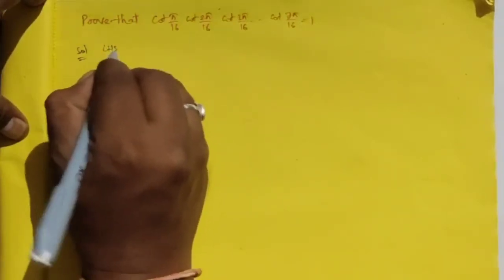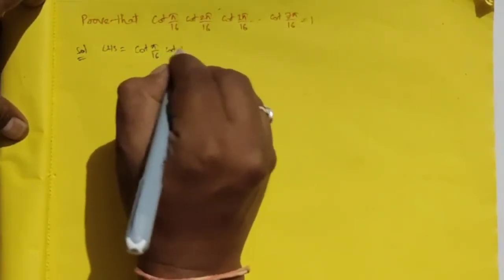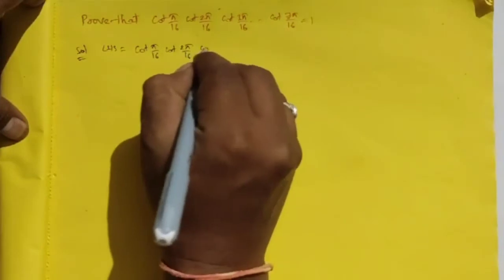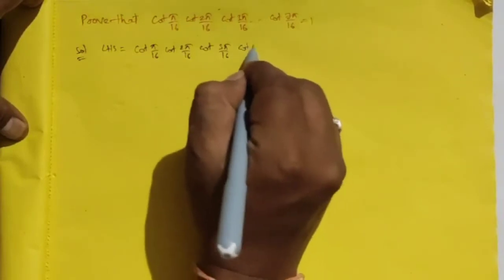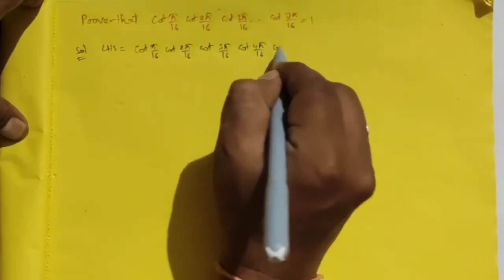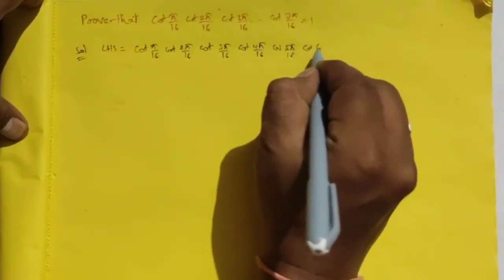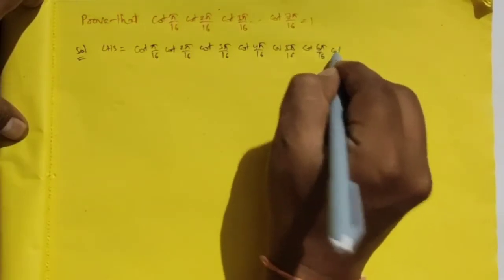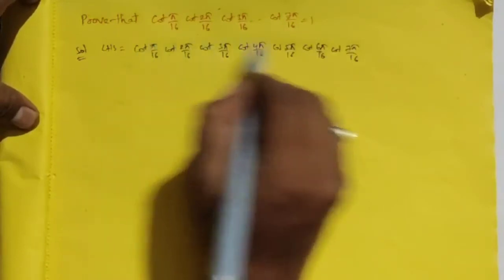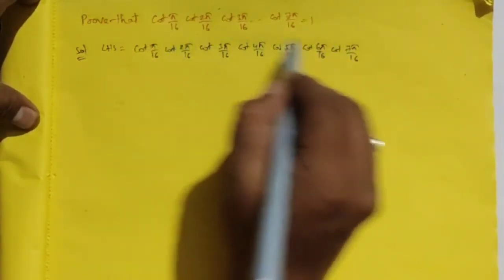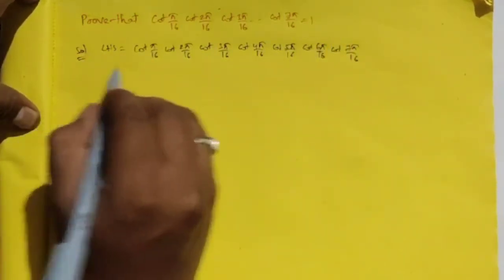Here LHS is equal to cot of pi by 16, cot of 2 pi by 16, cot of 3 pi by 16, cot of 4 pi by 16, cot of 5 pi by 16, cot of 6 pi by 16, then cot of 7 pi by 16. So first of all you should write the first one and the last one at one place, and the second one and the second from the last at one place, like this.